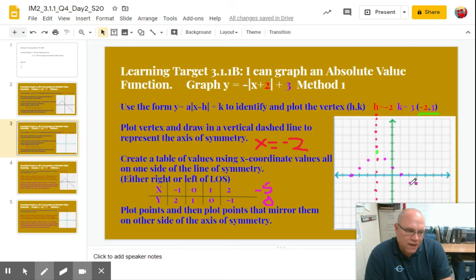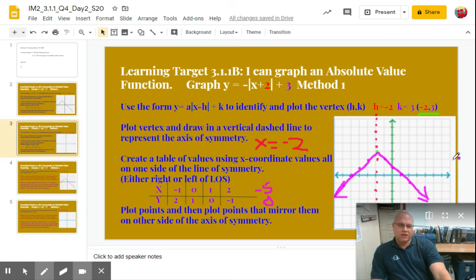How about this one? I have 2, negative 1. It's 4 away from the line of symmetry. So I go 4 away on the other side of the line of symmetry, and then you connect all your points, and we have our absolute value function equation as a graph. There you go. It's as simple as that.